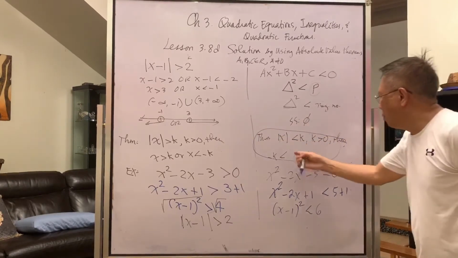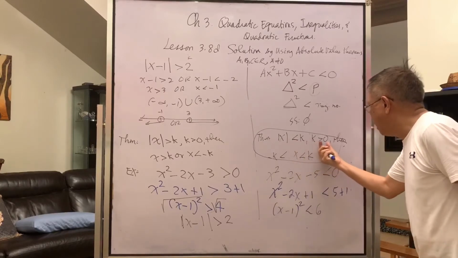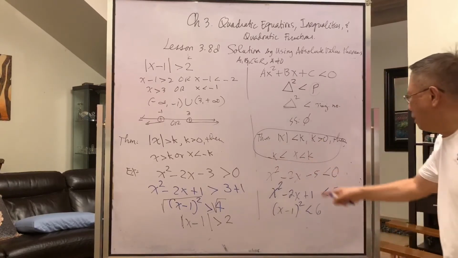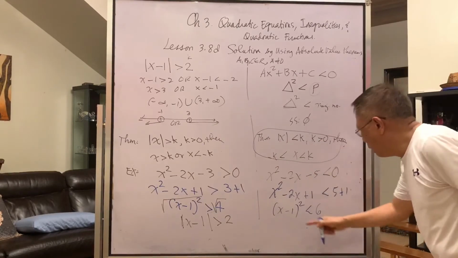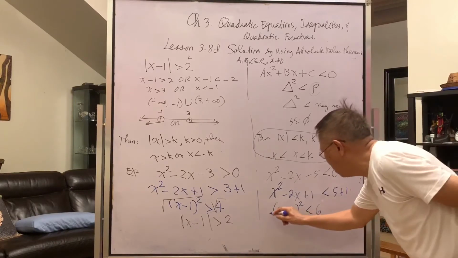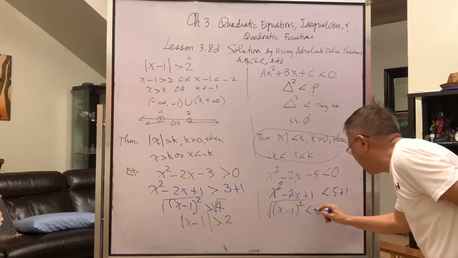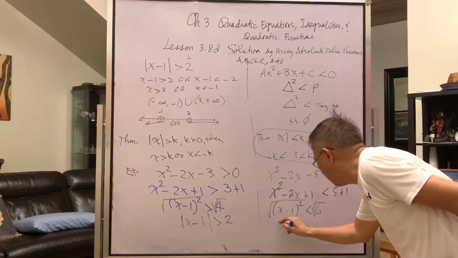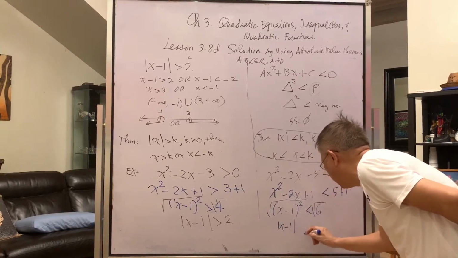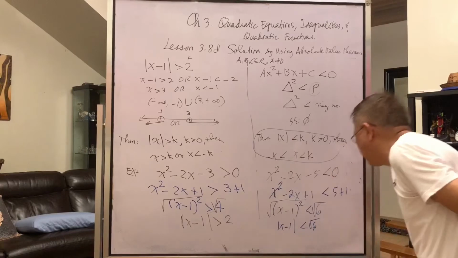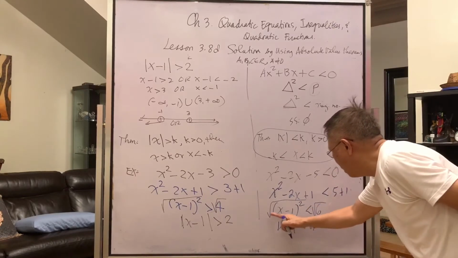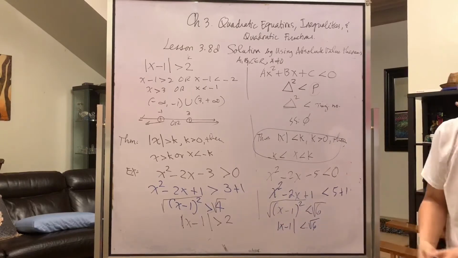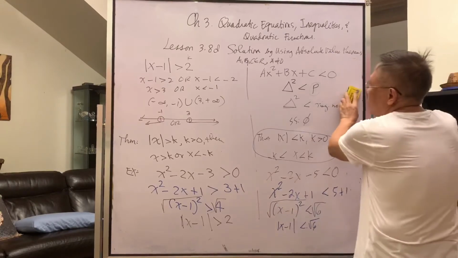Okay? So absolute value of x less than k, k greater than 0 means that x is between negative k and k. Before we can use this theorem, we have to rewrite this in its absolute value form. So I will introduce the square root on both sides. And now this one can be written as absolute value of x minus 1 less than square root of 6. From the definition of absolute value, the square root of (x minus 1) squared is the absolute value of x minus 1. And let's simplify that.